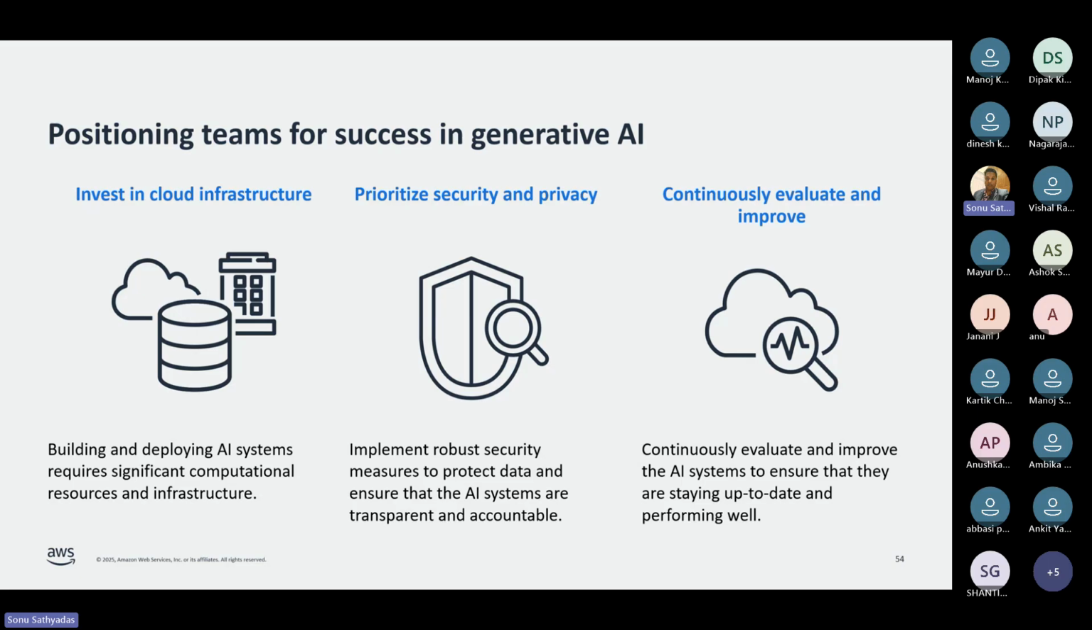Continuously evaluate and improve the AI systems to ensure that they are staying up to date and performing well. As we have discussed earlier, after you build and deploy a generative AI solution, we have to continuously evaluate the performance of these models. Suppose at some time you identify that the model is not generating accurate or relevant data, you may have to go back and retrain the model with some more data. So you have to evaluate continuously.